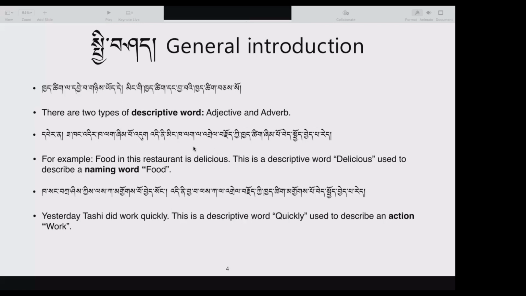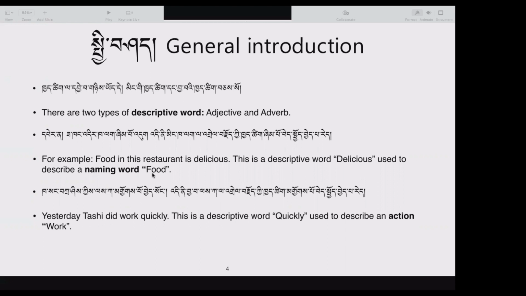Okay, so for example, food in this restaurant is delicious. This is a descriptive word, delicious, used to describe a naming word, food. So here we see that in this particular statement, the word shimpo, which means delicious, is used in order to describe the naming word food or kala.